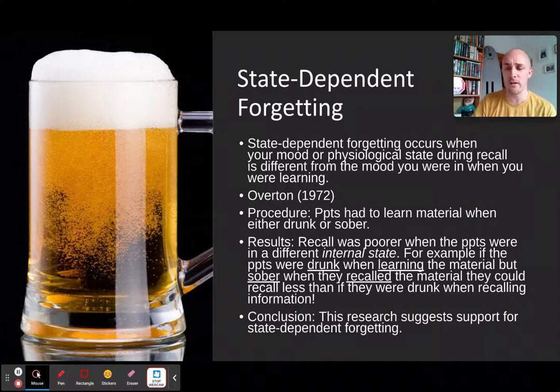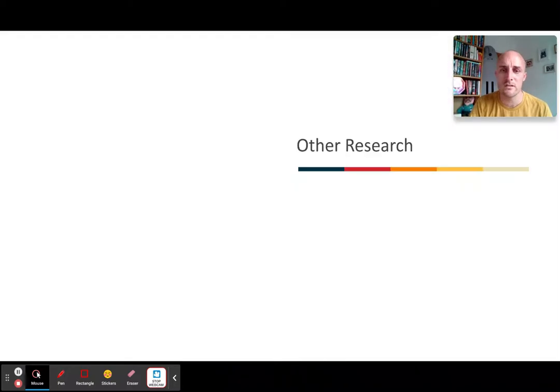So if you got them to learn materials when they're drunk, and then later on, you got them to recall it when they were sober, they wouldn't be able to, which is why we don't remember things when we're drunk the next day, right? We don't remember things the next day because we're in a different internal state.